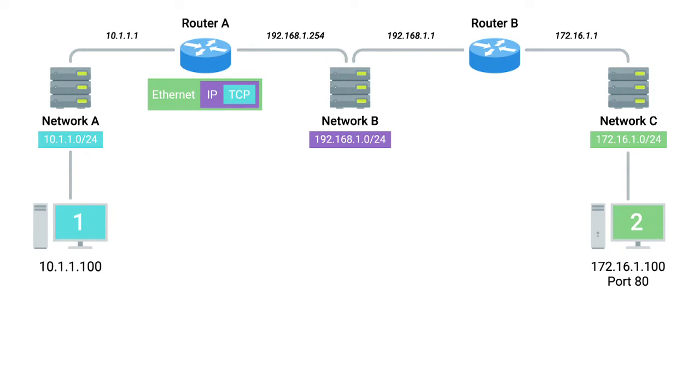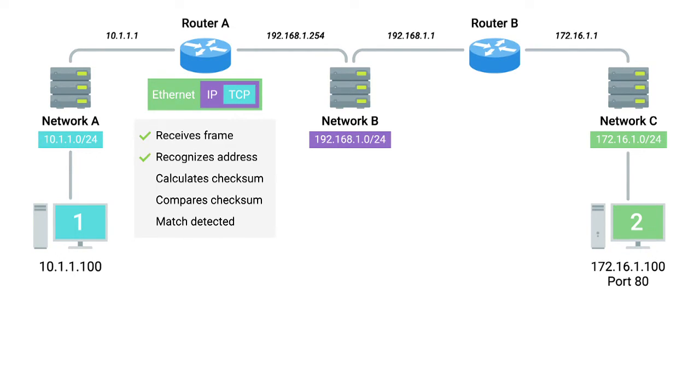At the other end of this link is router A, which receives the frame and recognizes its own hardware address as the destination. Router A knows that this frame is intended for itself, so it now takes the entirety of the frame and calculates a checksum against it.